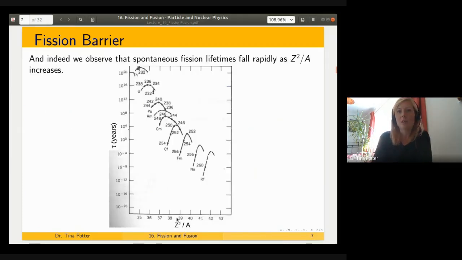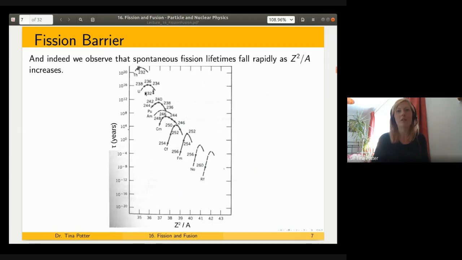So let's plot Z squared over A here. We can do this for thorium, uranium, plutonium, etc., all the way to cadmium. And we find we can plot their lifetime, and it's very large for the low Z squared over A, on the sort of 10 to the 20 years here. So it's taking a very long time, and that's because it has to tunnel through a very high Coulomb barrier.